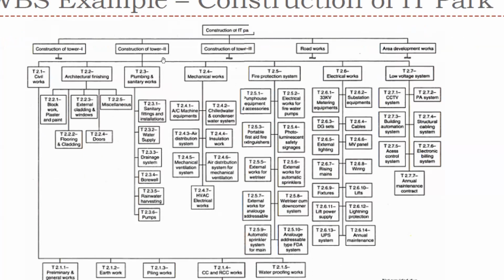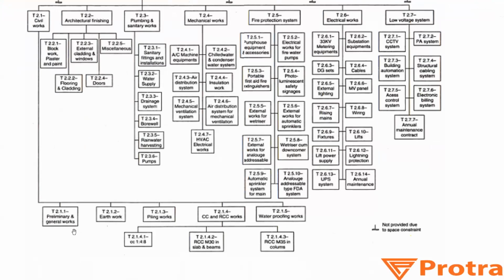The subdivision in construction of tower 2 is: first civil works, then architectural, plumbing and sanitary works, mechanical works, fire protection, that is FPS, electrical works, and low voltage system. Now civil works they have further subdivided into preliminary, general task, earthwork, piling works, CC and RCC works, then waterproofing works. Now RCC they have further divided into these packages.